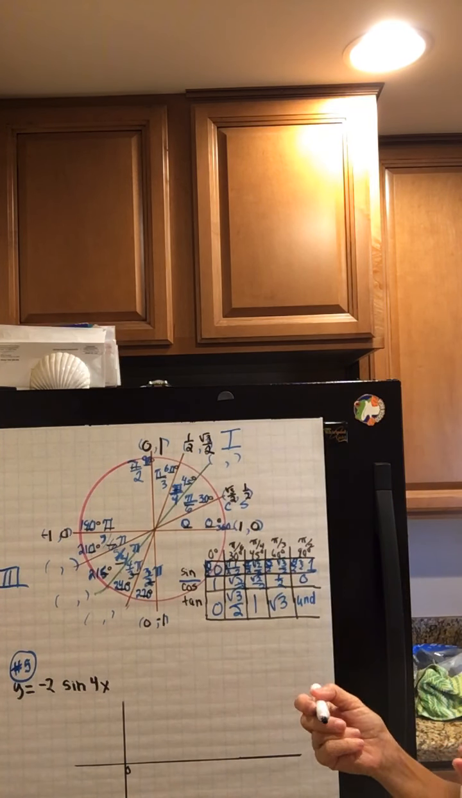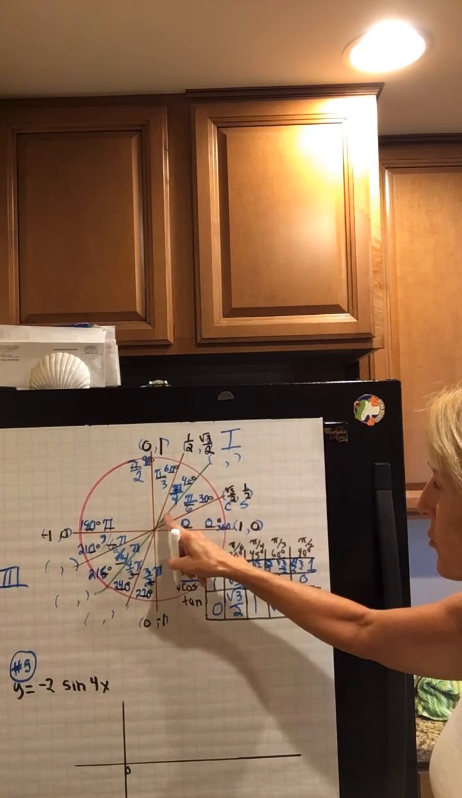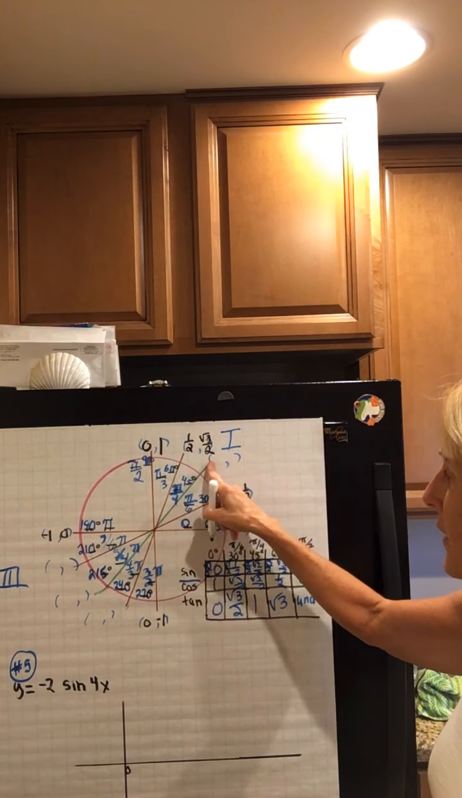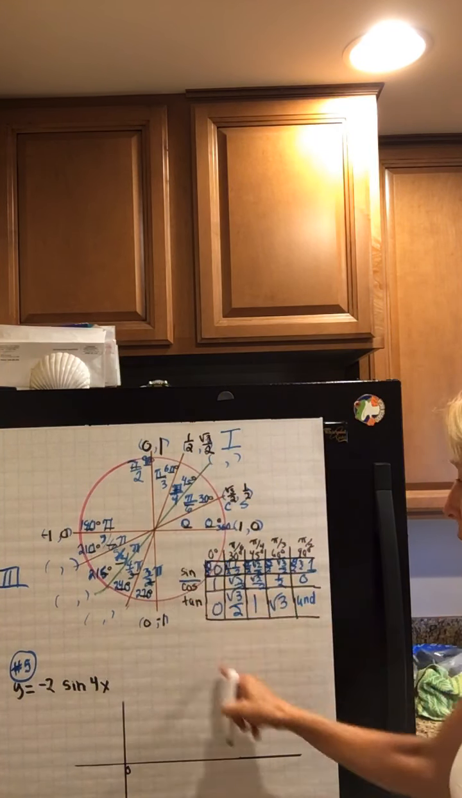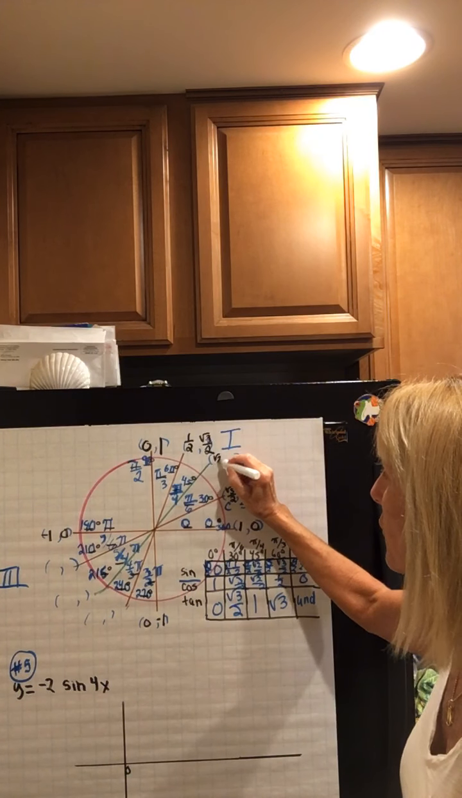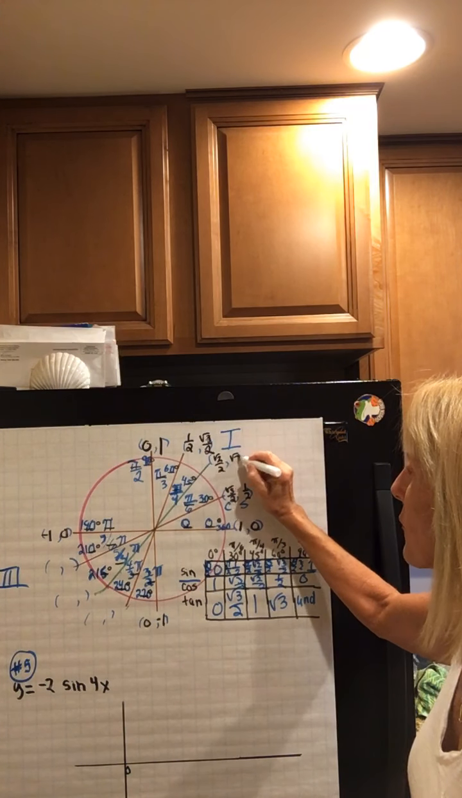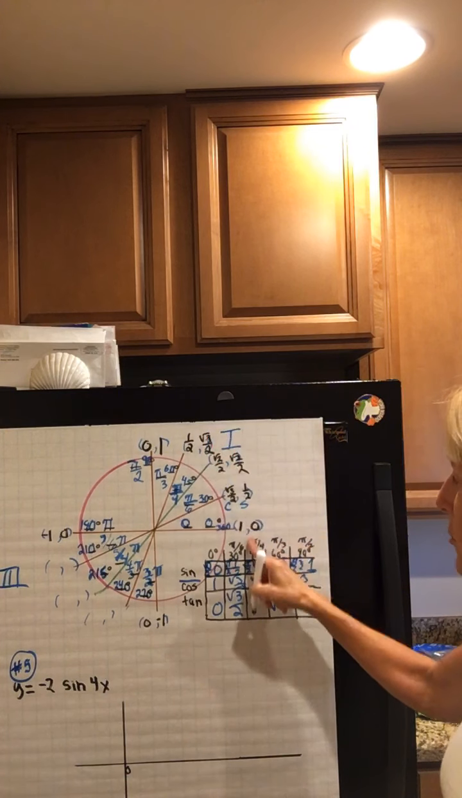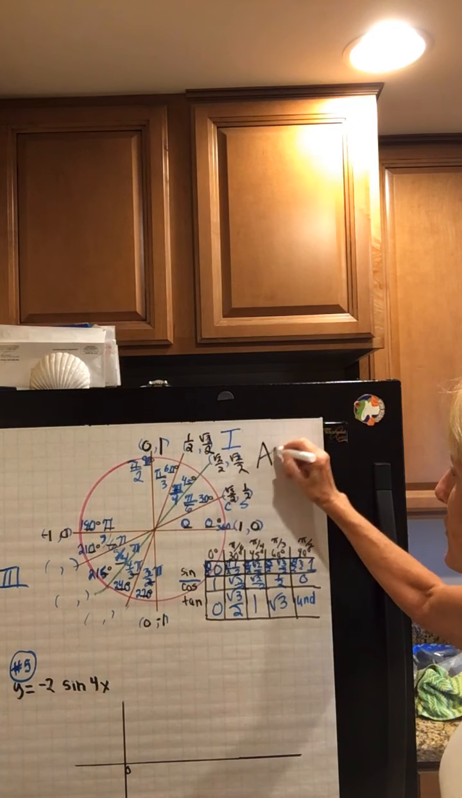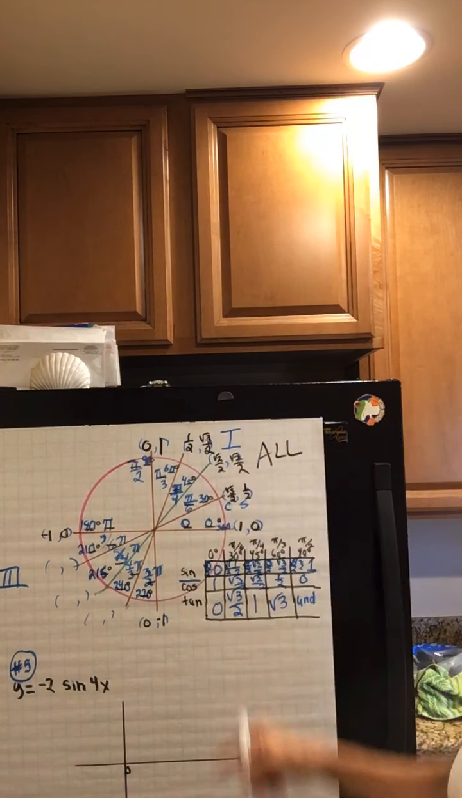There, done. Okay, and then for 45 degrees, or pi over 4, it's always square root of 2/2, square root of 2/2. And all my signs are positive because A stands for all signs are positive.